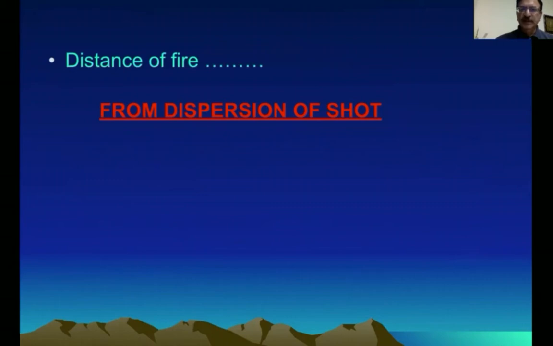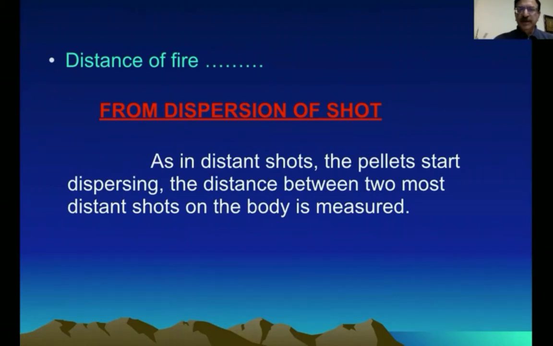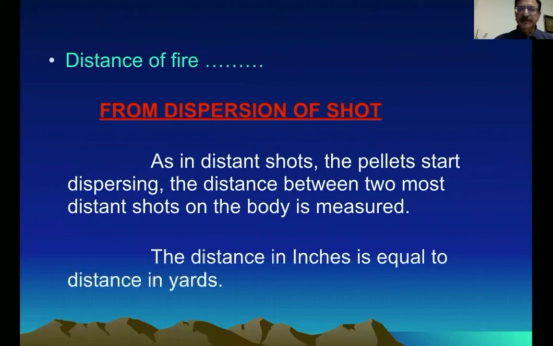This can also be determined from the dispersion of the shots. As in distant shot, the pellets start dispersing, and the distance between two most distant shots on the body is measured. And the distance in inches is roughly equal to distance in yards. So for the two farthest pellets on the body, the distance between them in inches is roughly equal to the distance in yards.